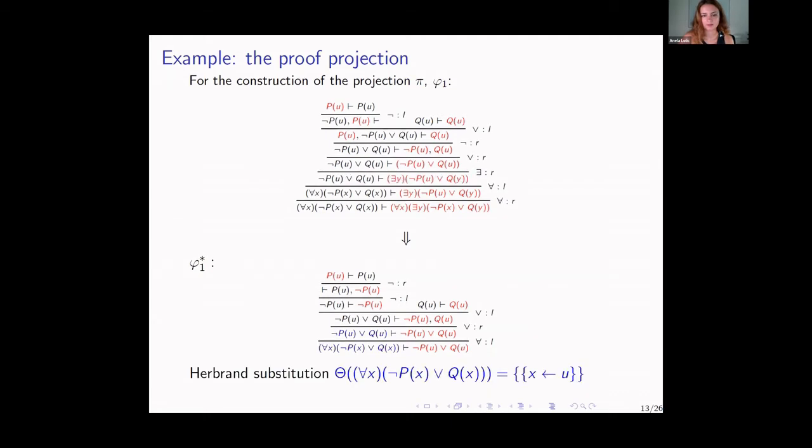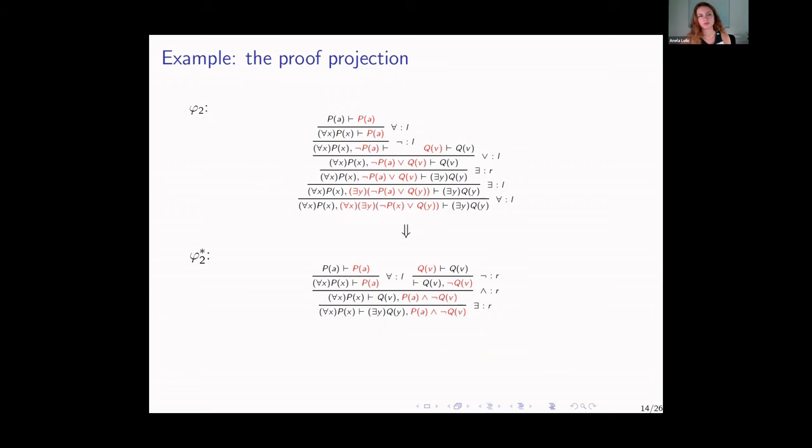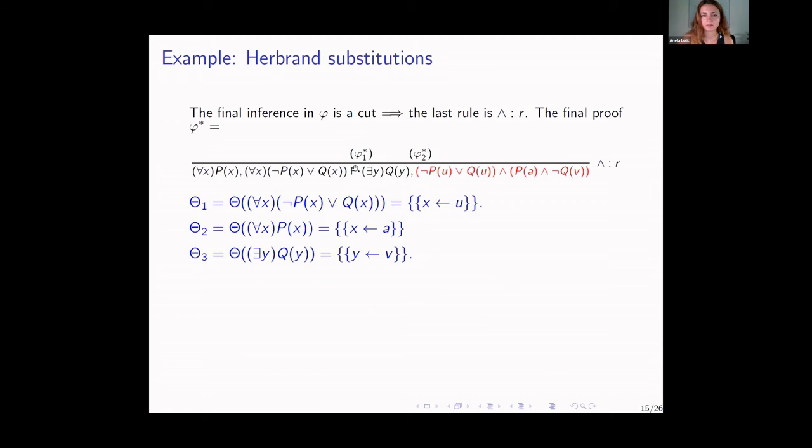And here, I'll skip this. Well, here as well, for the other part, phi2, I again start with the initial sequence, and here I put QV on the right side of the sequence sign. And I combine them, and then in the end, because I have a cut, I combine these two parts of the characteristic formula with an AND right inference.